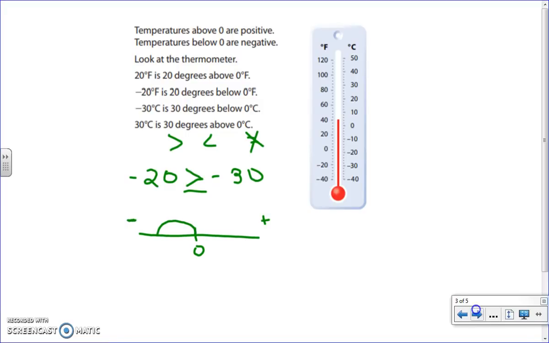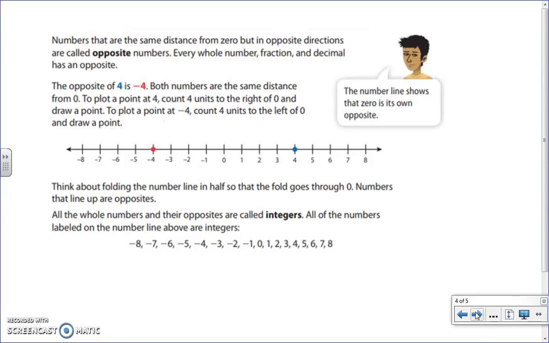-20 is only 20 spaces from 0 and is located here. -30 is 30 spaces from 0 and is located farther to the left on the number line. Because -20 is farther towards the positives, it's actually greater than -30. So we would put the greater than sign in for that one. That will be something you need to really think about as we're just learning negative numbers.